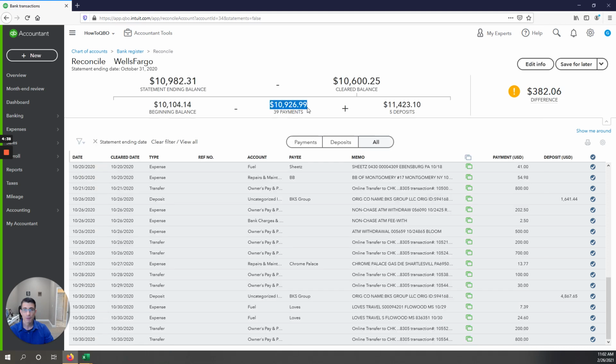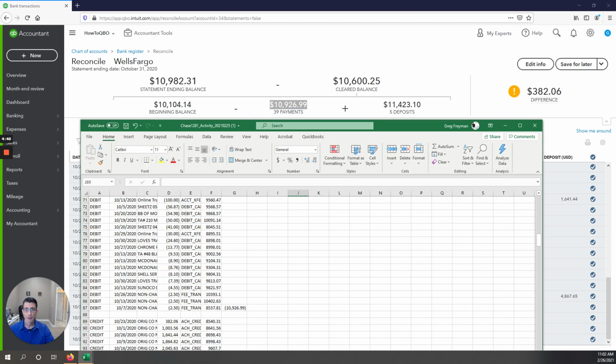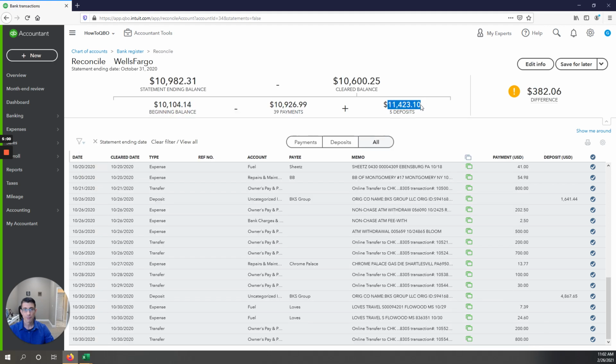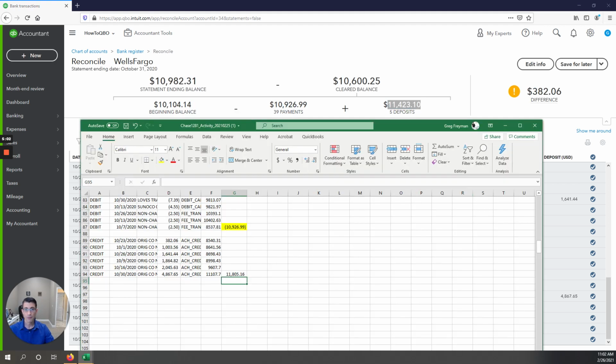My payments are spot on, right? So that's the comparison. Right there to right here, right there to right here. So my issue is not with the payments, it's with the deposits, right? So if we add the deposits, guess what? My deposits are off. I have too much in deposits.